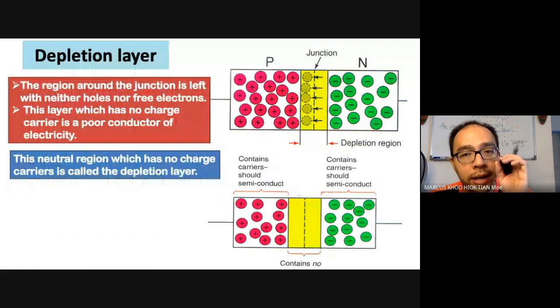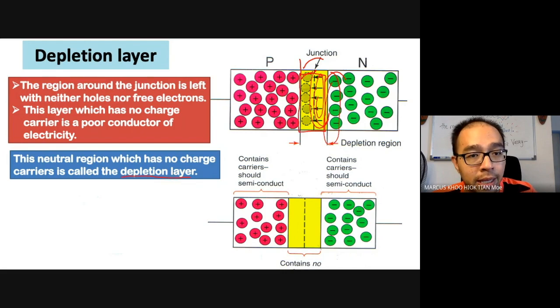Now, when that happens, when an electron jumps to this side and leaves a hole here, the region around the junction is left with neither holes nor free electrons, because the electrons have jumped over here and combined with the holes. And the holes left behind here combine with electrons, and so what we will have is a depletion layer. In Malay it's called lapisan susutan.